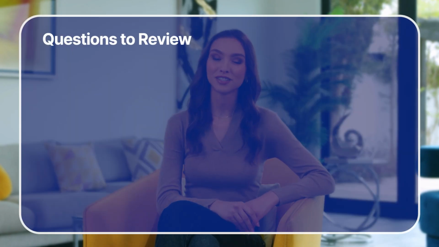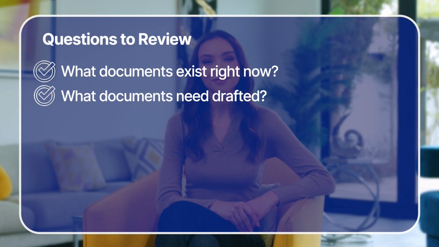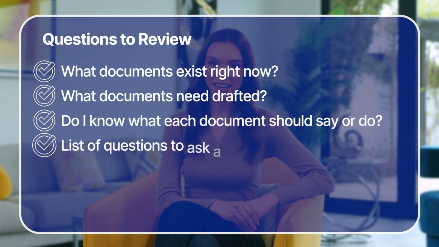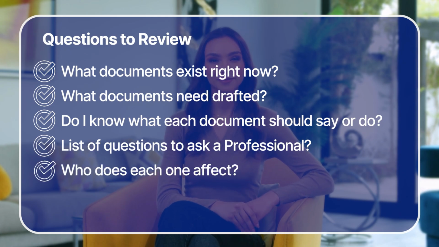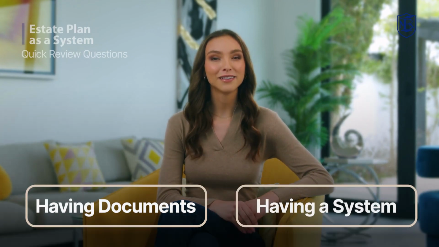Look at your estate plan, or your current wishes, and answer a few simple questions. What documents exist right now? Or what documents will I be having drafted? Do I have a general idea of what I'd like each document to say or do? Or a list of questions I can ask a professional advisor before I make final decisions? Who does each one affect? Where are there overlaps, gaps, or contradictions? That's it. This is the difference between having documents and having a system.